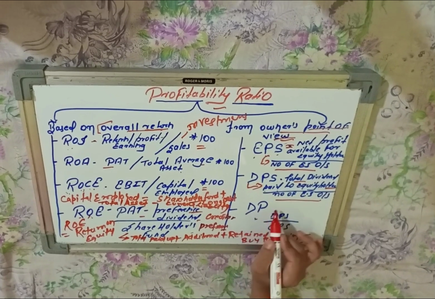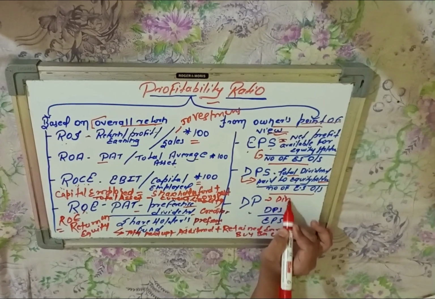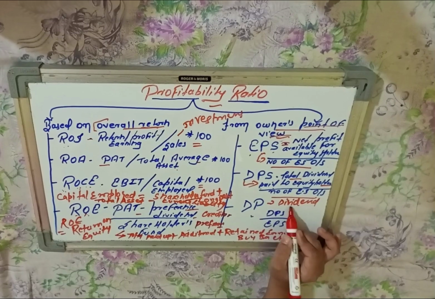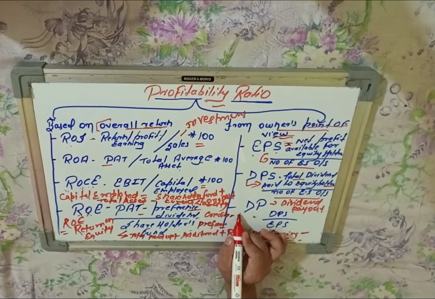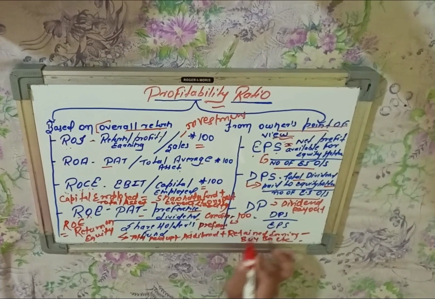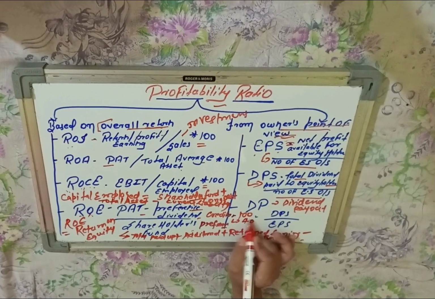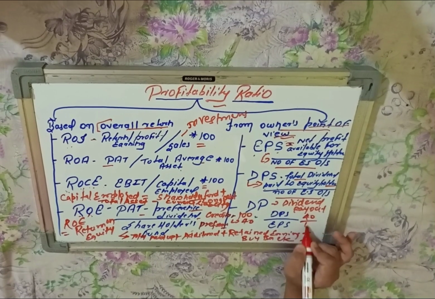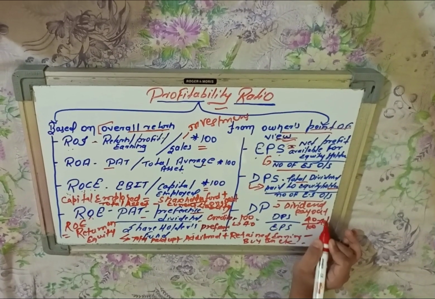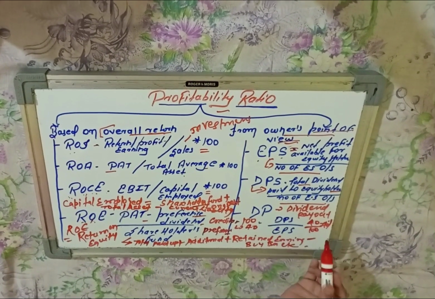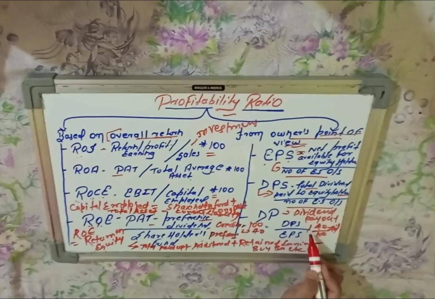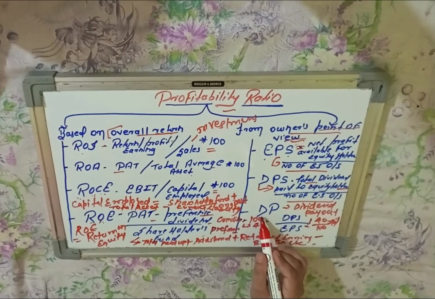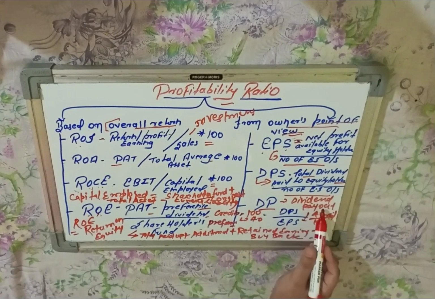The next being DP, which is dividend payout. So this is basically, if the company earns, suppose, 100 and it makes a payment of 40, it means that the dividend payout is 40%. So it basically is what the company pays to equity shareholders against what is earned. The ratio is a measurement of this, and this is said to be the dividend payout ratio.